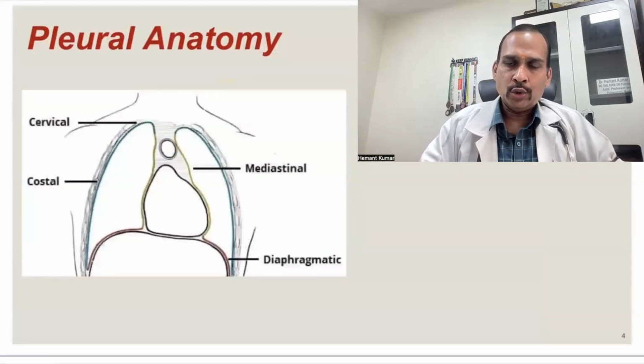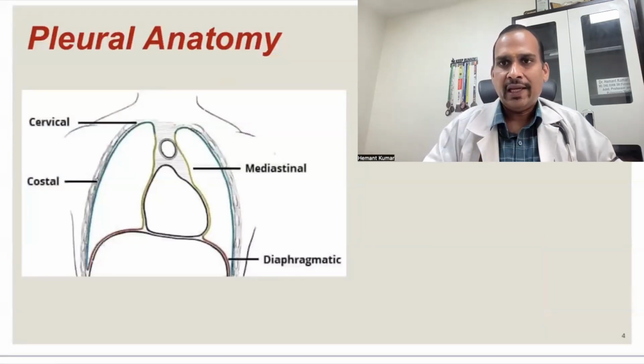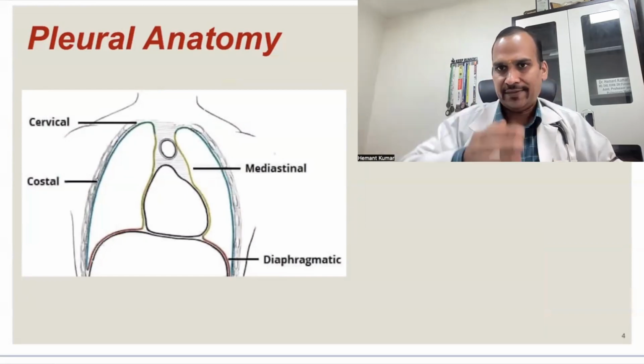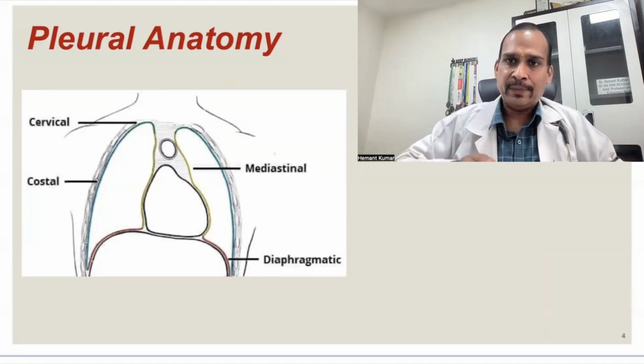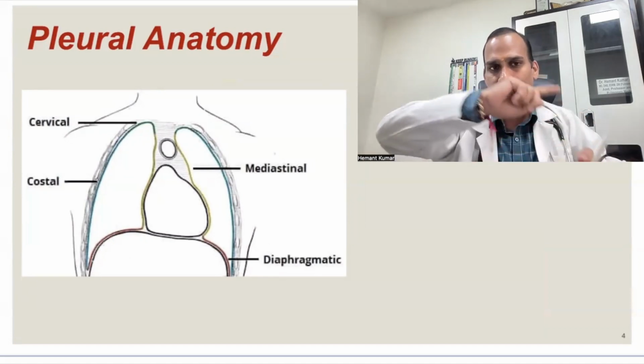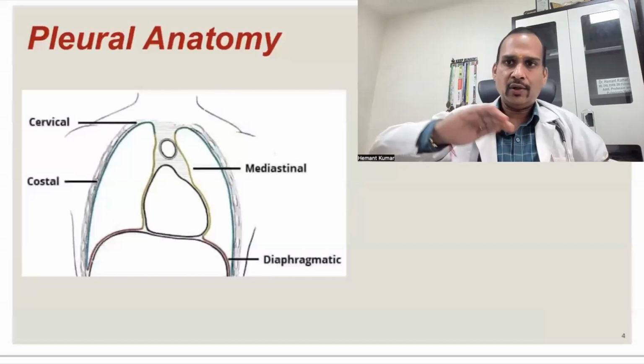So we all know there are two pleura. One is visceral pleura, which is attached to the lung surface, and one is parietal pleura, which is attached to the rib cage. It is a 3D structure, meaning pleura is there all over, anteriorly, posteriorly, inferiorly, superiorly, everywhere.